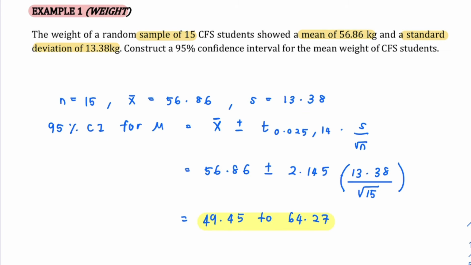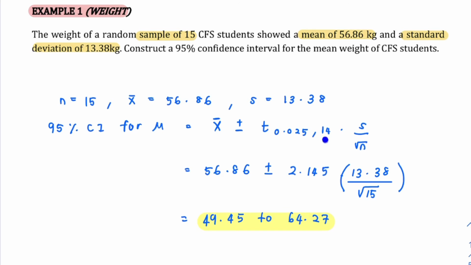So if the question gives you the sample standard deviation, or the sigma is unknown, meaning that the question doesn't give you the value of the population standard deviation, then you will use the t value or t distribution. So how to get the t value? The 95% CI for mean is equivalent to x bar plus minus t alpha over 2. How to find alpha? If you have 95%, the tail area will be only 5%. So 5% divided by 2 is 0.025.